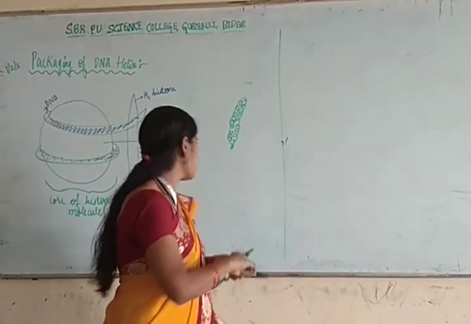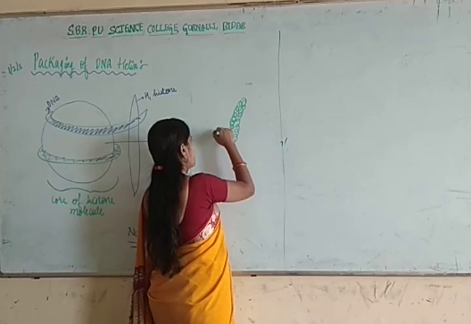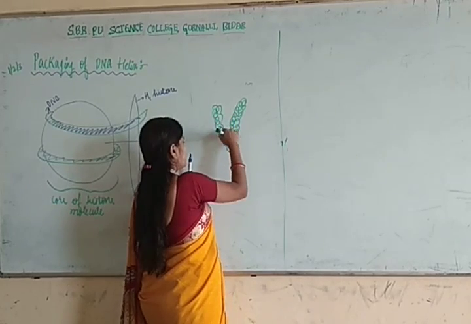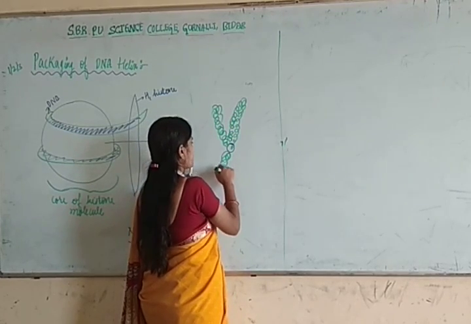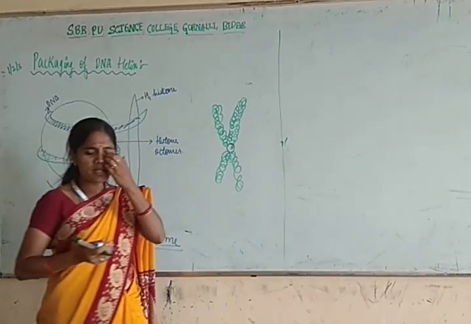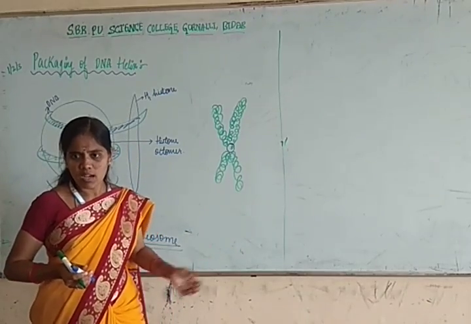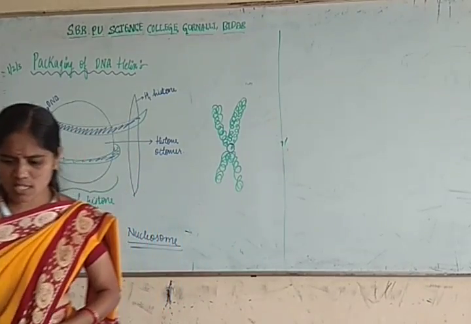First it will appear like beads on a string, then later during metaphase it coils again to form the structure called chromosomes. Understanding how the packaging is taking place?